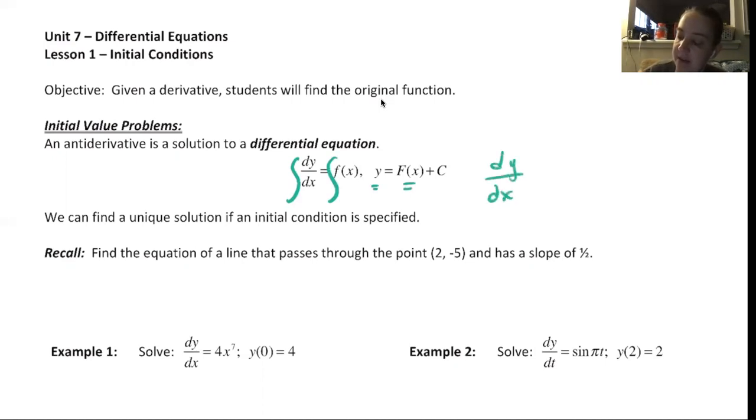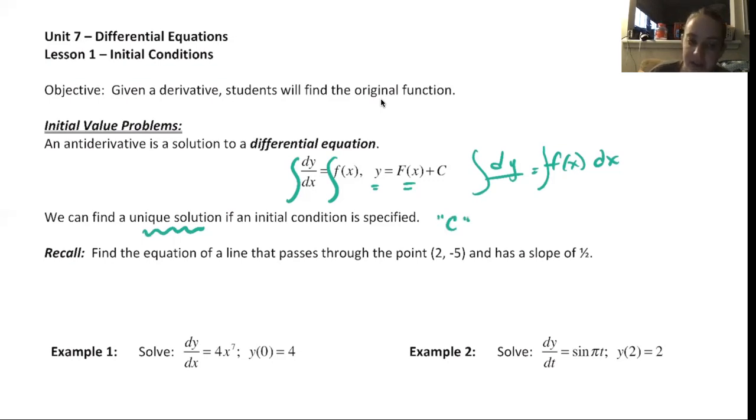dy/dx is equal to f of x. We're going to talk about this in a second, but we will multiply both sides by dx to essentially move it over here to the right. And then we integrate from there. So we'll talk more about that momentarily. We can find a unique solution if an initial condition is specified. And when I say unique solution, what I mean is we can solve for c. We can figure out what c is.